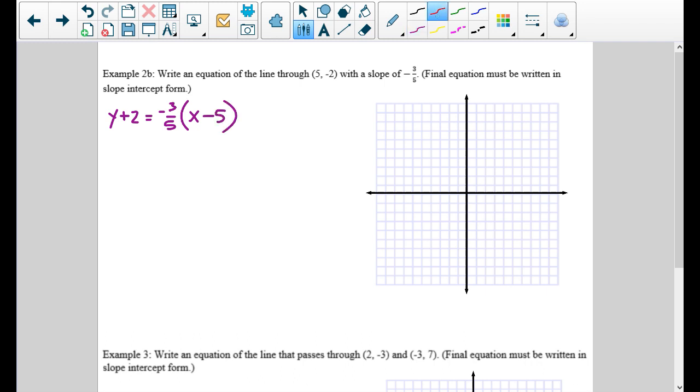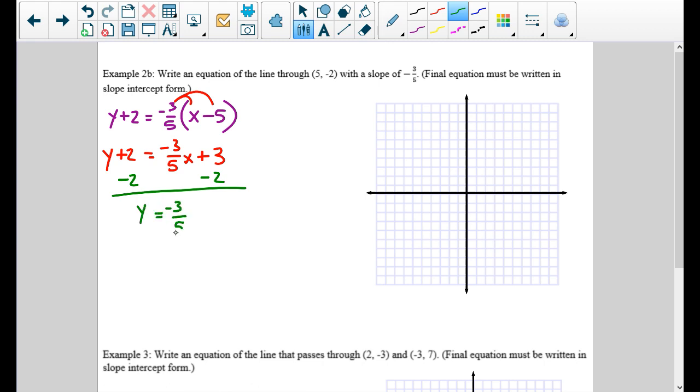So now I can distribute this -3/5, so -3/5 x. In this case, the 5's cancel, the two negatives become a positive, and I'm just left with the 3. So y plus 2 comes down. Again, solving for y, we subtract 2 on both sides. So y equals -3/5 x plus 1. There's my equation.